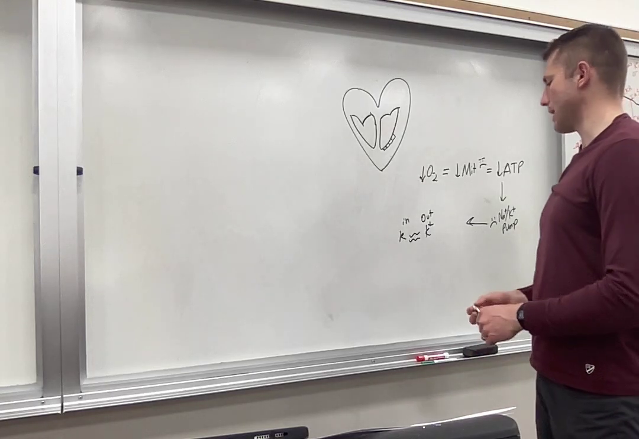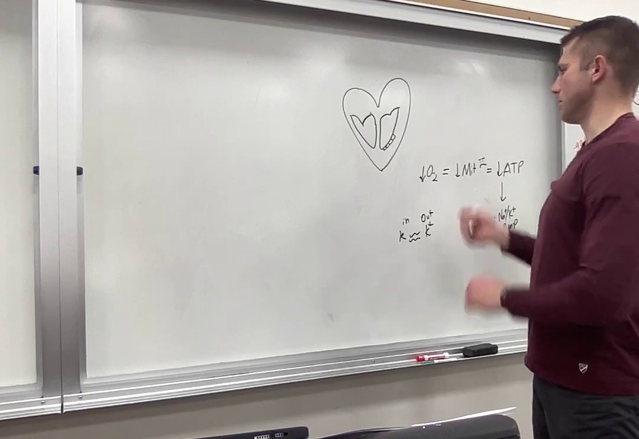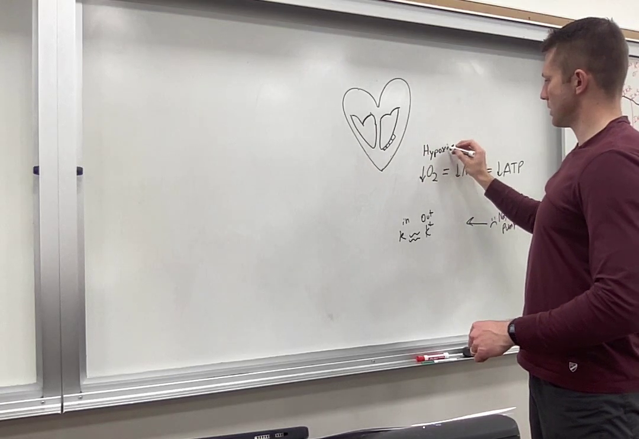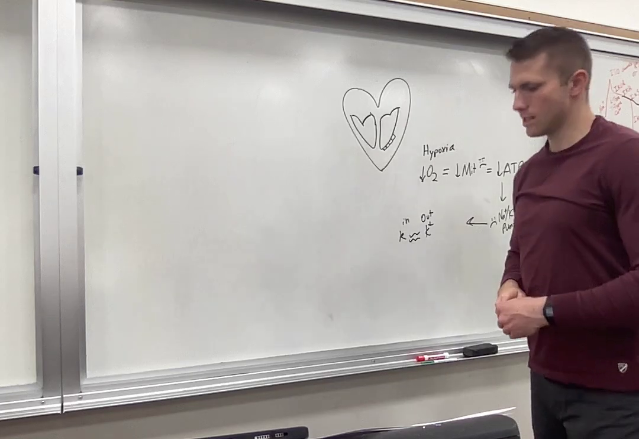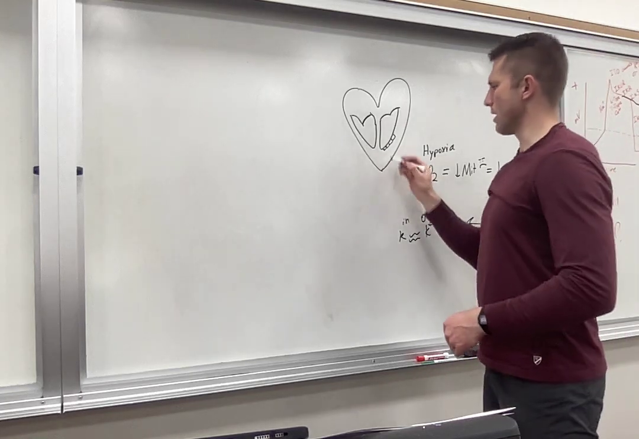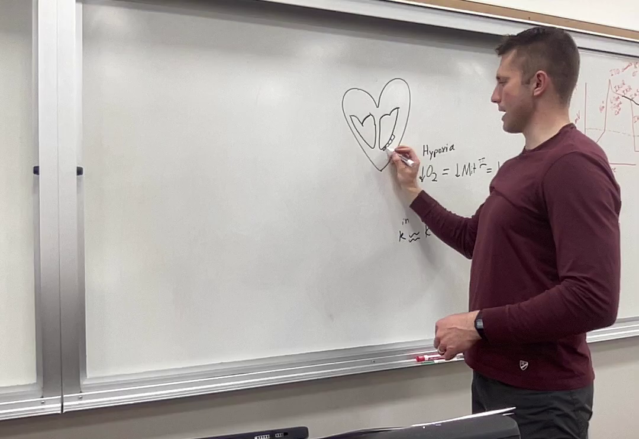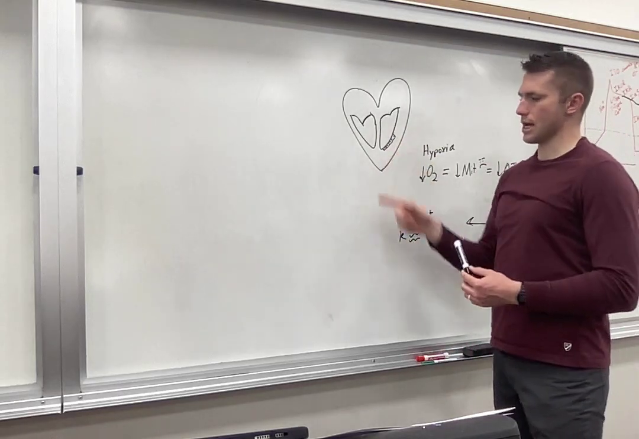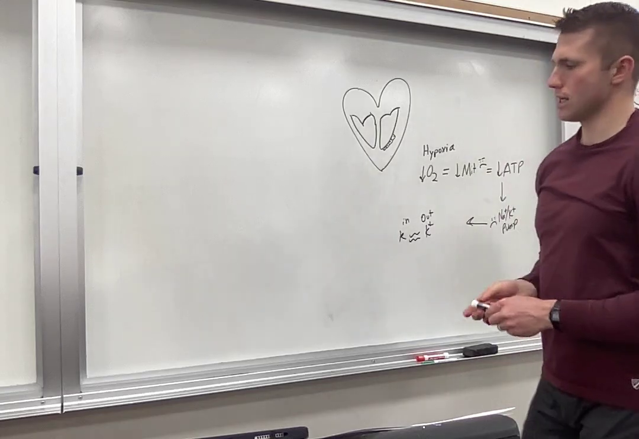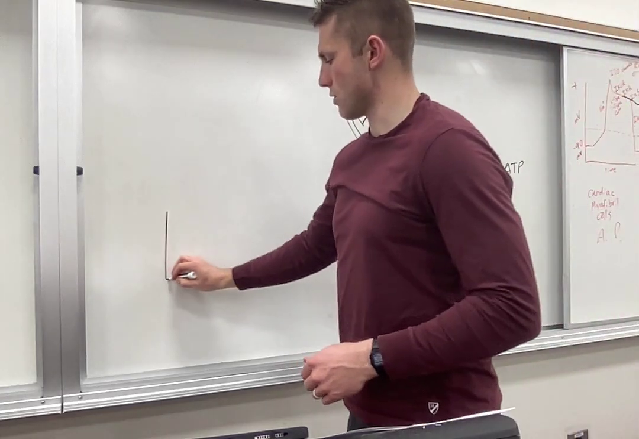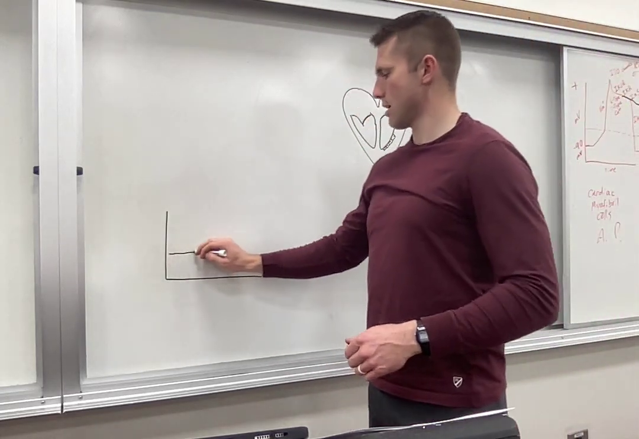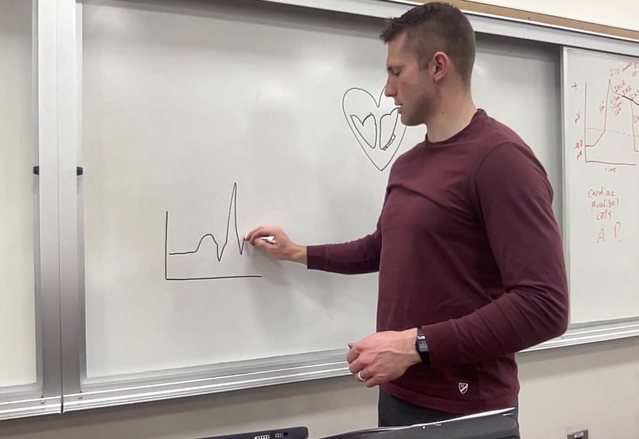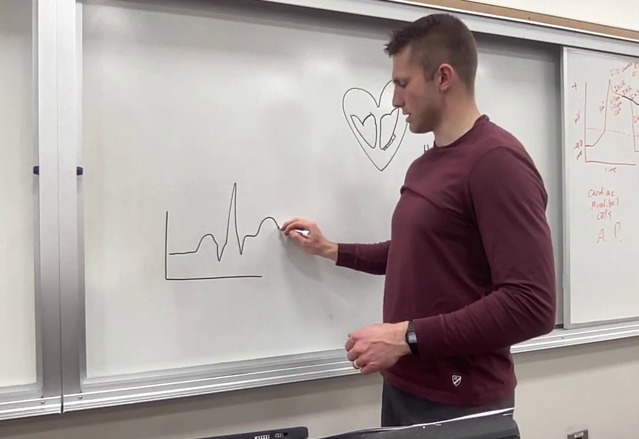And so because of that, hypoxia leads to these cells staying negative. So these cells right here stay negative. And what we see is a normal ECG tracing. There's our P wave, Q wave, R, S, T repolarization.